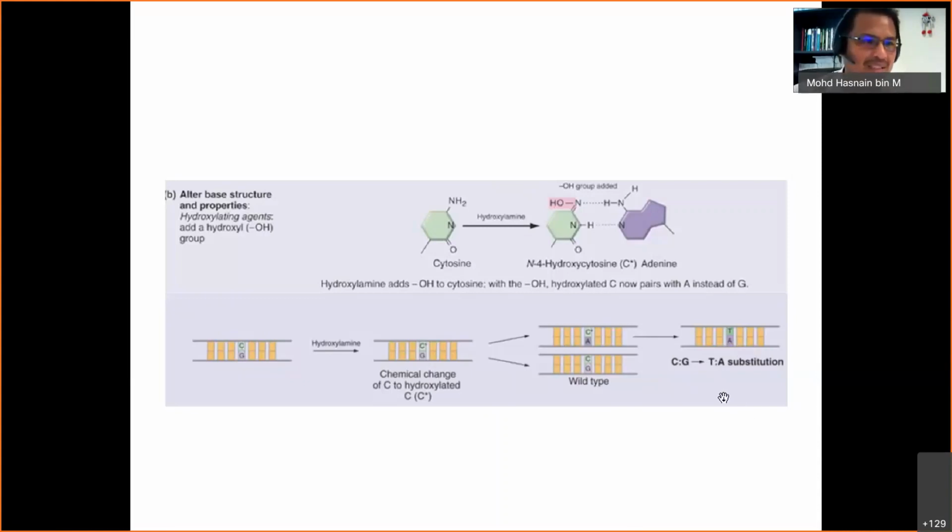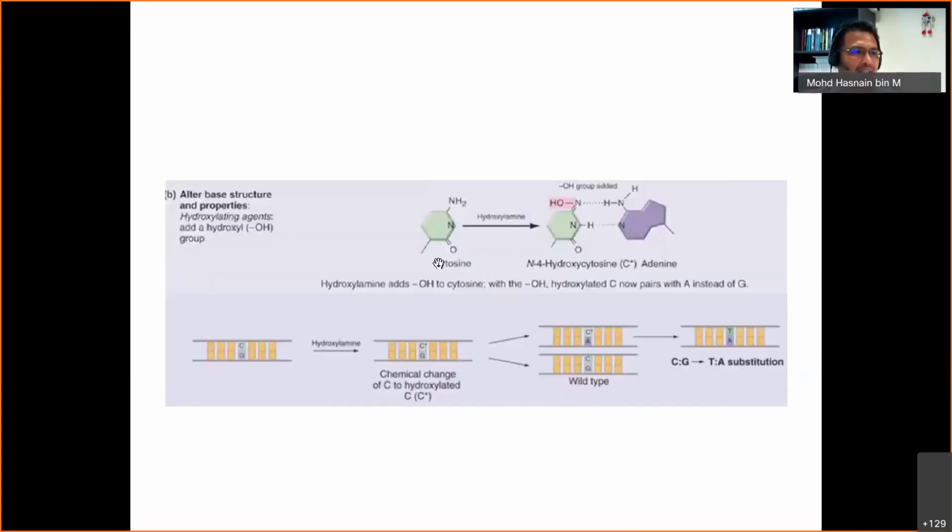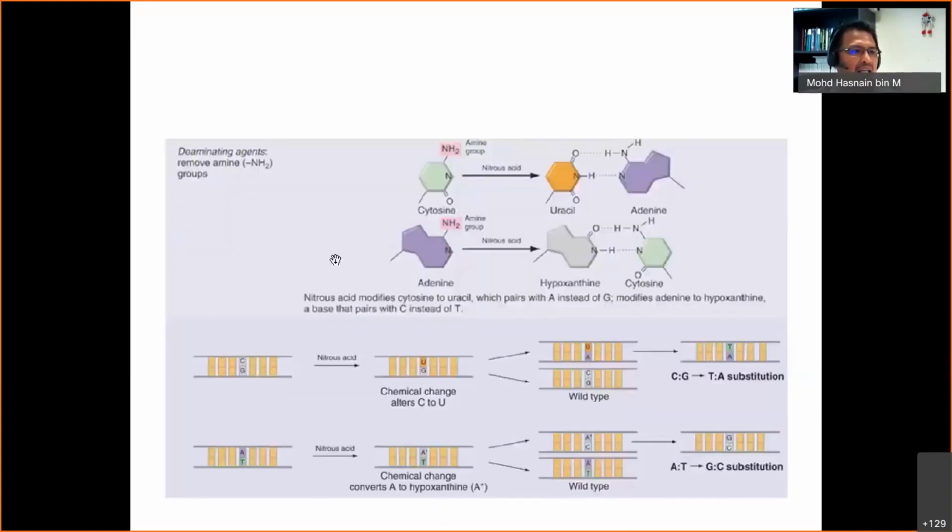Well done, everyone. And then alkylating agents are similar in concept to this. And then deaminating. So the word deaminating, straight away, what should come to your mind?